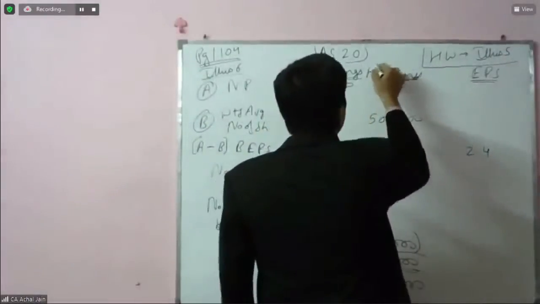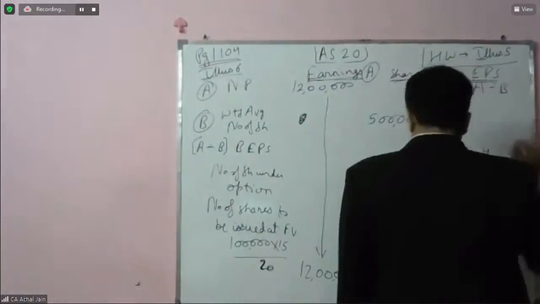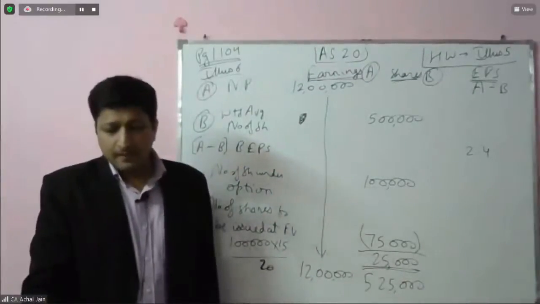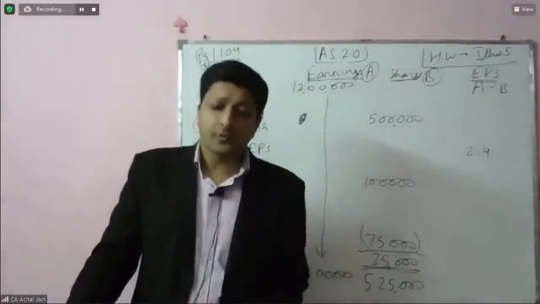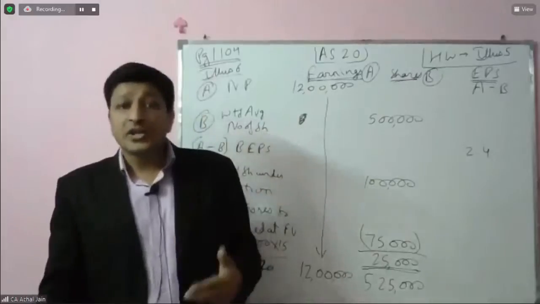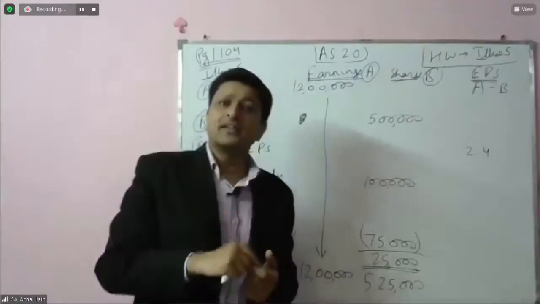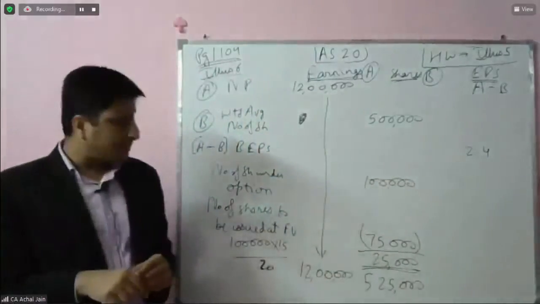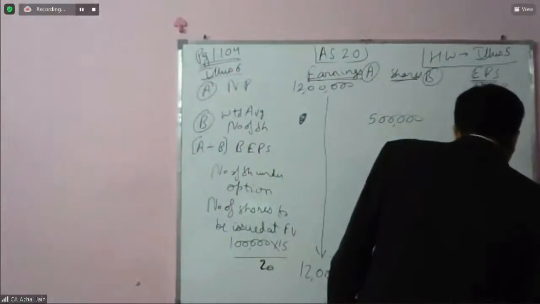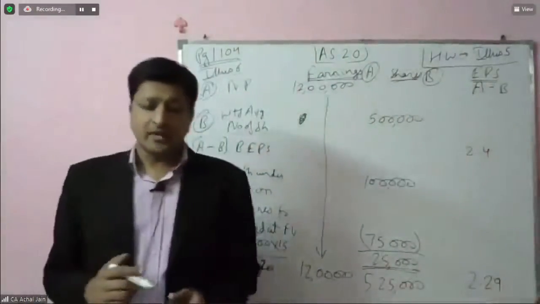So this is A, this is B, this is A divided by B. In this case, what will happen? Definitely, if you look at the instrument, change in the earning is 0, but the number of shares issued is at least 1. So definitely this will lead to a decline in the EPS. It declines to 2.29. So therefore, this will become a case of diluted earning per share.